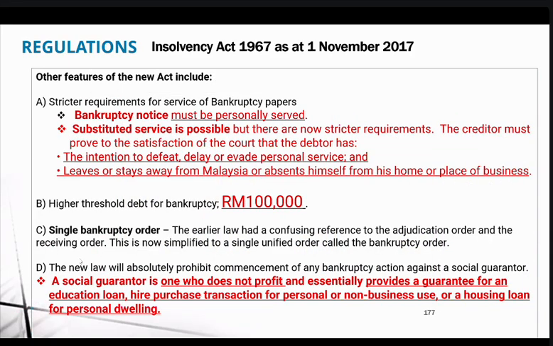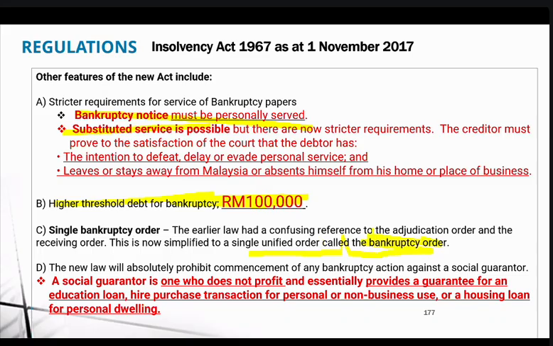Here are the other features of the new act. You must serve the bankruptcy notice personally. Substituted service is possible, but it's more strict unless they have evaded or left Malaysia. And the threshold now, as of today, is 100,000 ringgit. It used to be 2 orders, the adjudication order and the receiving order. Now they call it a bankruptcy order.